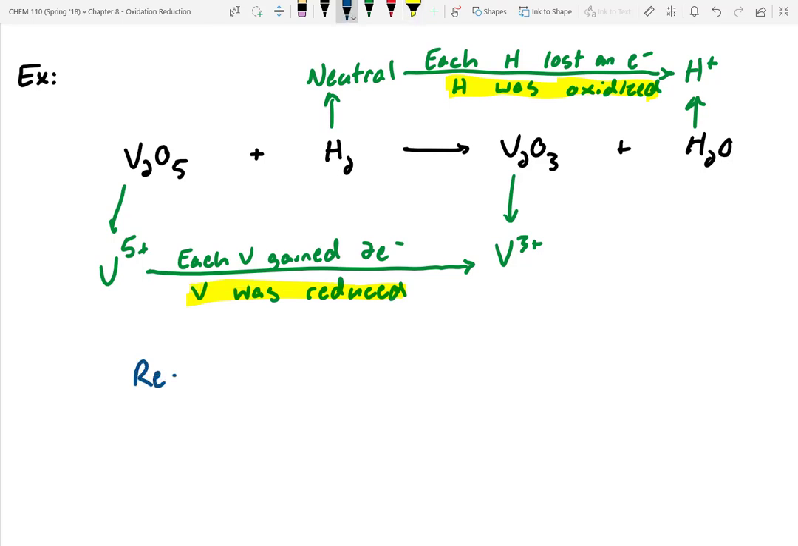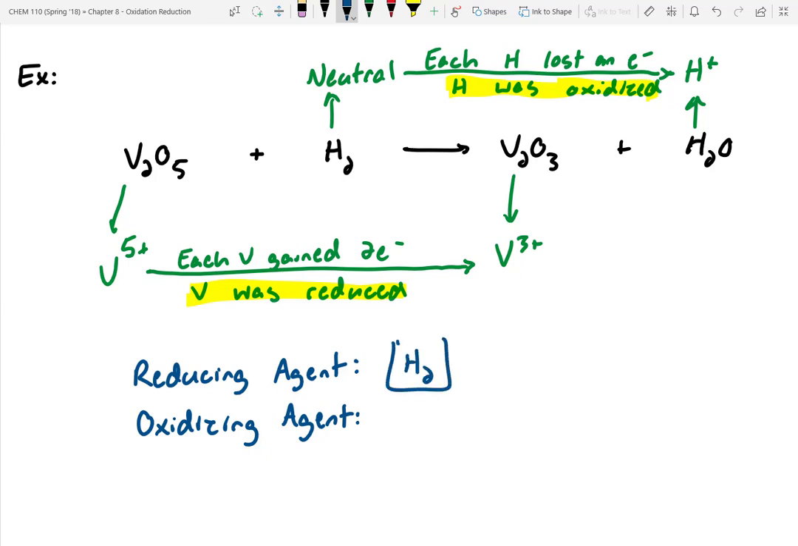All right, now we've got to consider our reducing agent and our oxidizing agent. And what do you think the reducing agent is going to be? Yeah, it would have to be the H2, right? Because the hydrogens are being oxidized in the H2. That means H2 must be the reducing agent. And the oxidizing agent in this case must be the other component, which would be the V2O5.